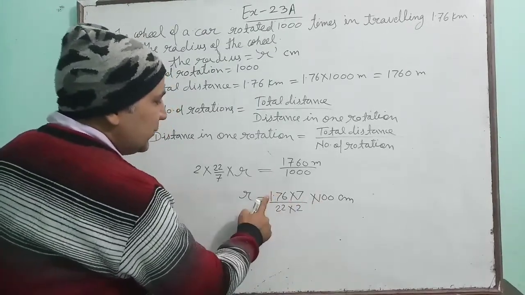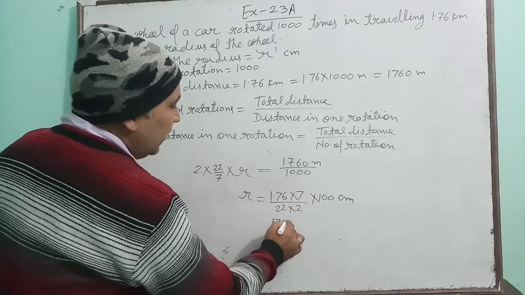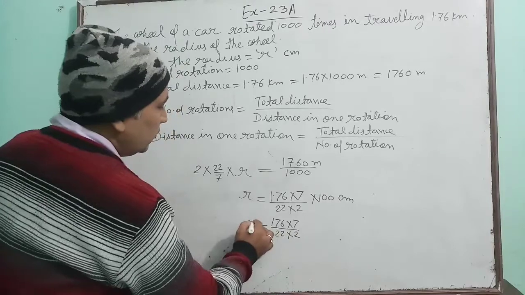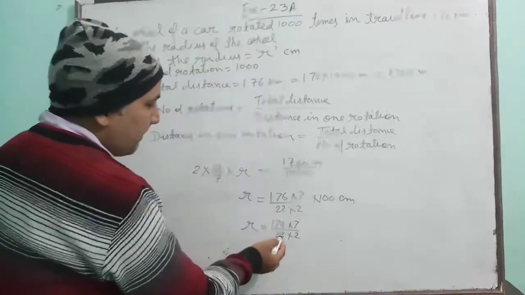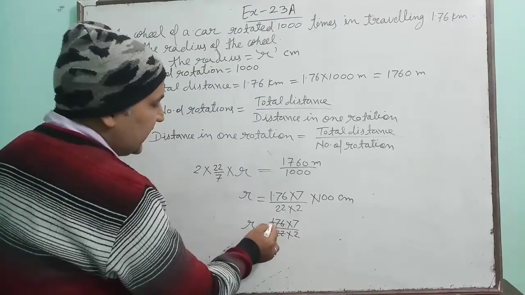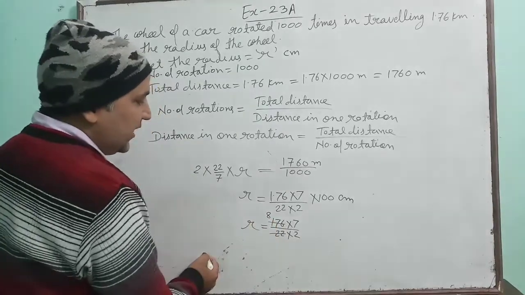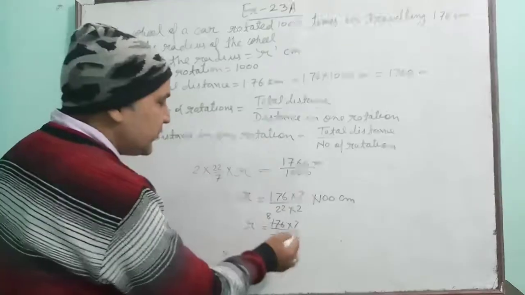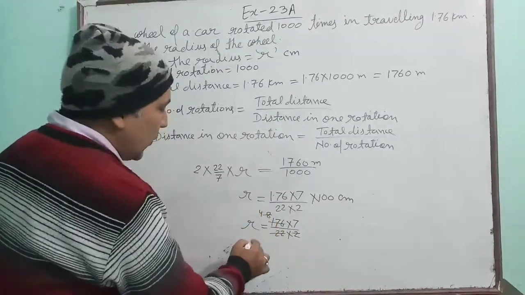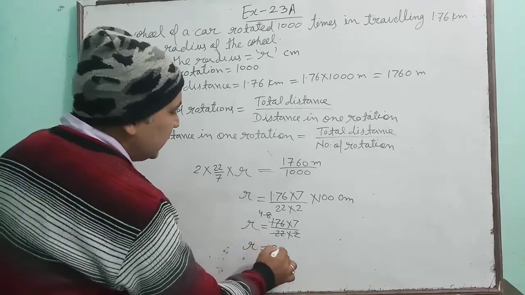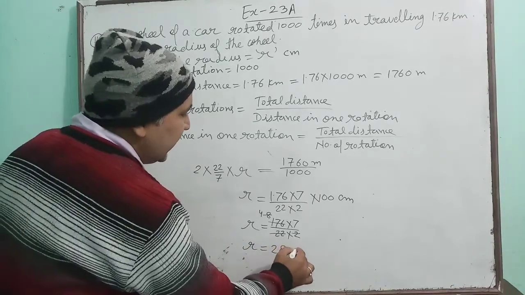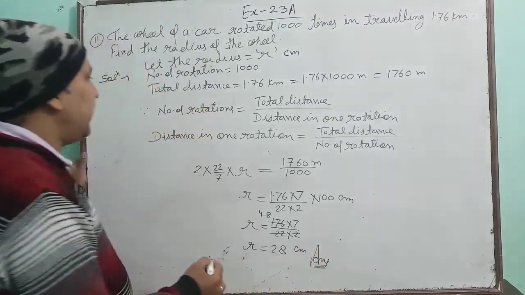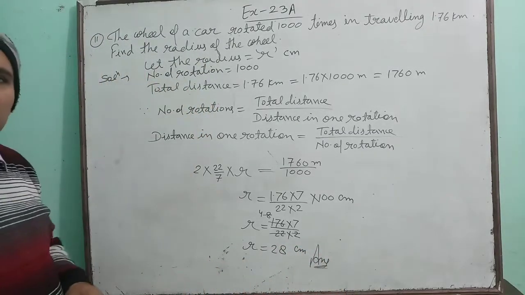When 100 is multiplied by 1.76, it will become 176. Okay. Now 22 dividing 176 by 8 times, and 2 dividing 8 by 4 times. That means radius is equal to 7 into 4, 28. That means 28 centimeter is the radius of the wheel.